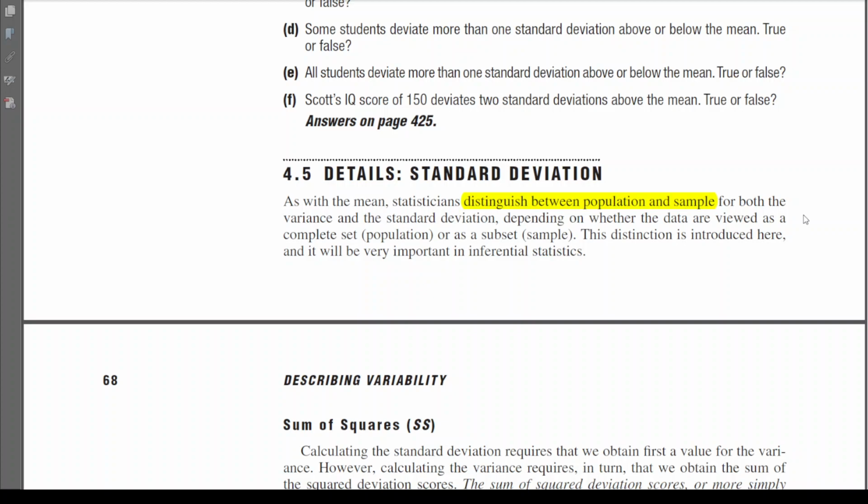As with the mean, statisticians distinguish between a population and a sample for both the variance and standard deviation, depending on whether the data are viewed as a complete set, that is a population, or as a subset, that is a sample. So in statistics, we often distinguish whether we are working with a sample or a population, and we try to incorporate the differences between a population and a sample in the formulas that we work with.